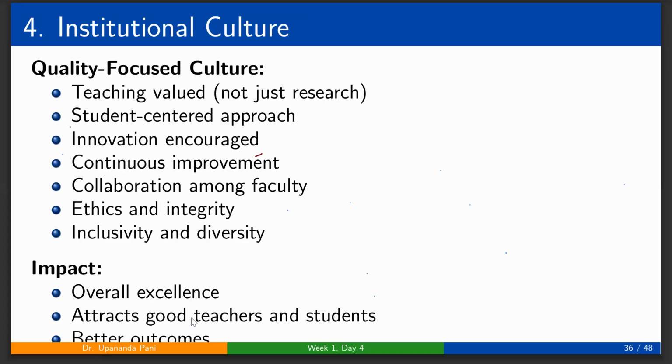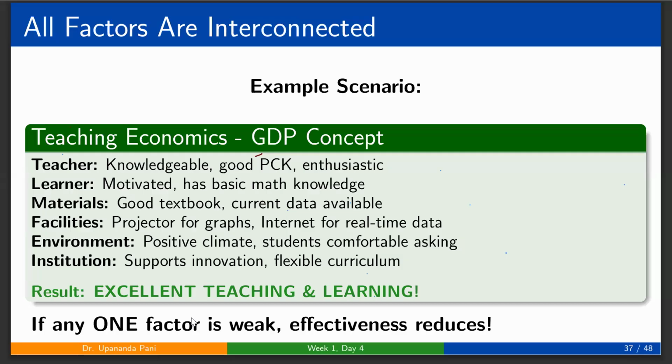Institutional culture, quality focused culture, teaching valued not just the research, student centered approach, innovation encouraged, continuous improvement, collaboration among faculty, ethics and integrity, inclusivity and diversity. Impact will be overall excellence. It will attract good teachers and students, and there will be better outcomes. Now, all these factors are interconnected. That is the most important takeaway, or the lesson we have learned.